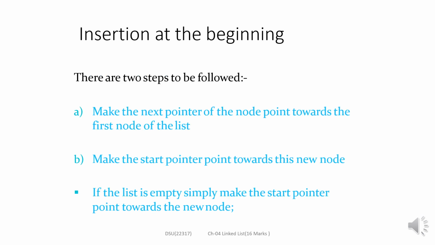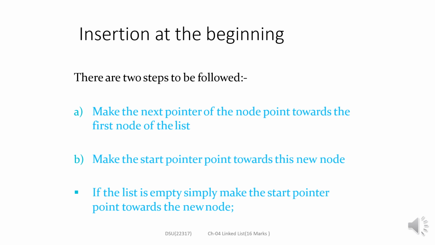So, insertion at the beginning. The first case is insertion at the beginning. There are two steps to be followed. Make the next pointer of the node point towards the first node of the list. Then make the start pointer point toward this new node. If the list is empty, simply make the start pointer point toward the new node.